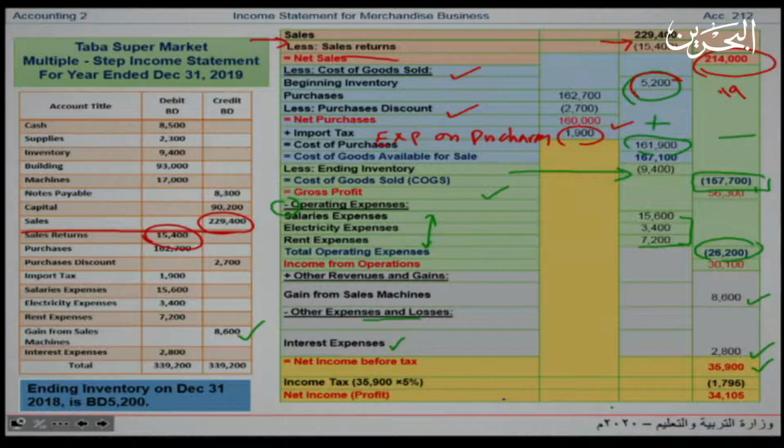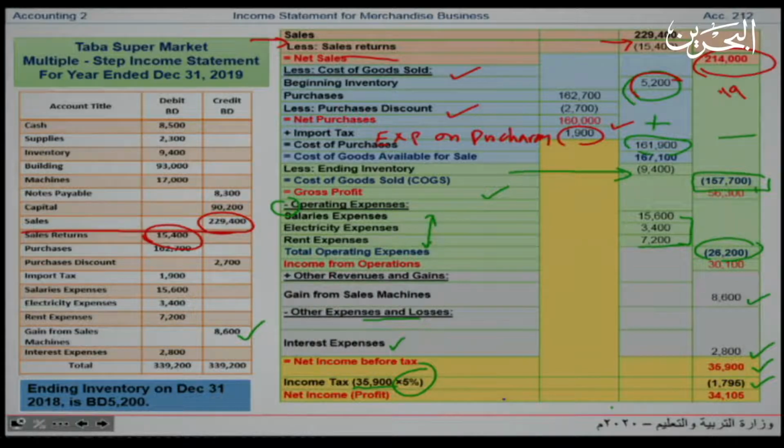The last step in our question is finding the net income. How can I get the net income? I can first find the income tax. How can I get the income tax? As we explained before, I take the net income before tax and multiply it with the tax rate. So I will get the income tax with a figure of 1,795.